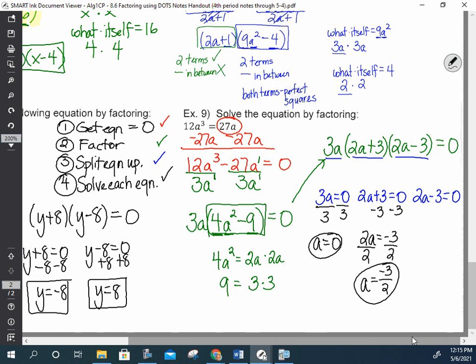2a minus 3 equals 0. Add 3. Divide by 2. A equals 3 over 2. There's your 3 answers.